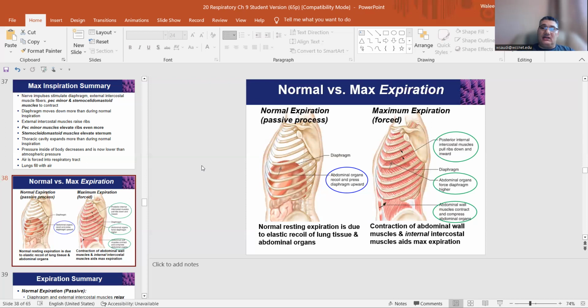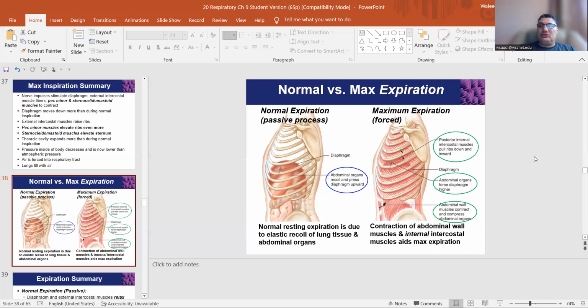Can I make effort in expiration? Not the normal, quiet expiration. Not this. This is passive. Because of, again, the elastic recoil and also the abdominal organs push on the diaphragm up. So this is happening passively.